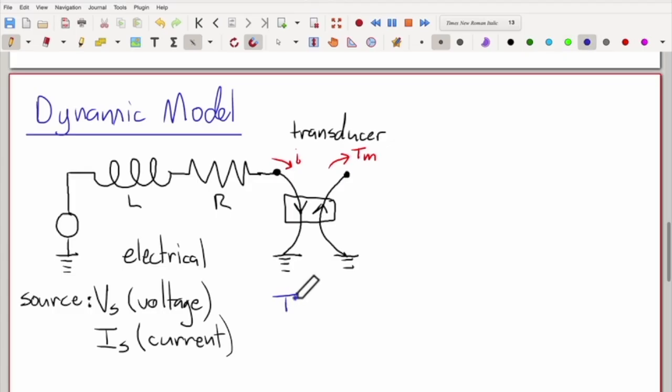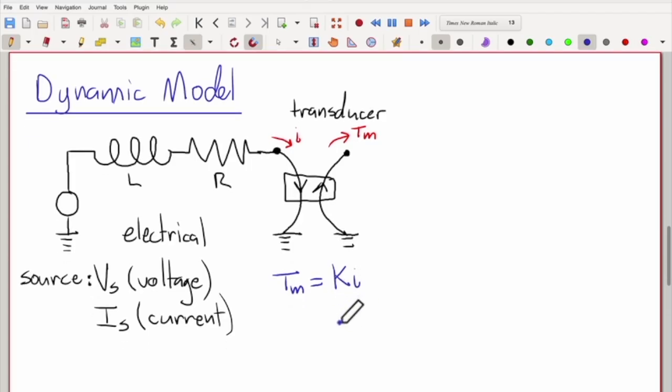this equation we derived earlier, Tm equals Ki. So given a current going in, this is how much torque comes out, and the proportionality constant is this motor torque constant K. Okay, and now we're going to jump over into the mechanical domain on this side, and we're going to consider various aspects of the motor here. First, on the mechanical domain, I'll draw it over here.